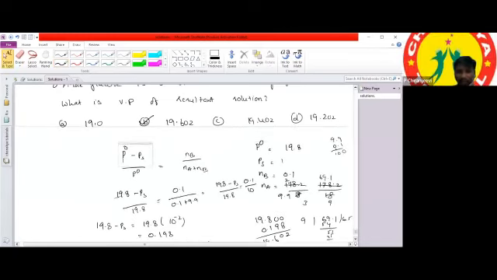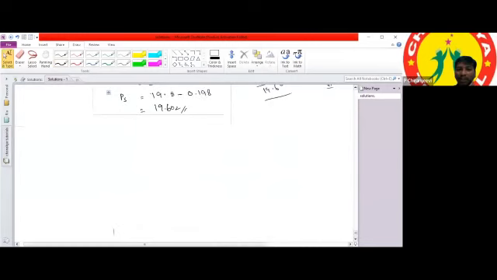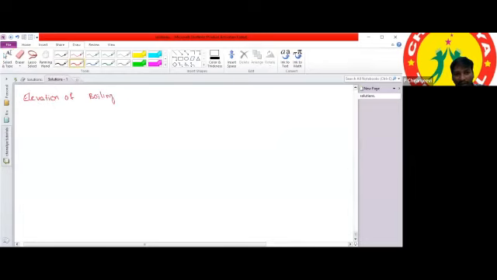Okay. Next one. Then we'll go for the next concept. So what is the next concept we are having here? We'll go for the elevation of boiling point temperature. Elevation of boiling point temperature. In some books, they give it as elevation in boiling point temperature. So the next concept we'll discuss is the elevation of boiling point temperature.